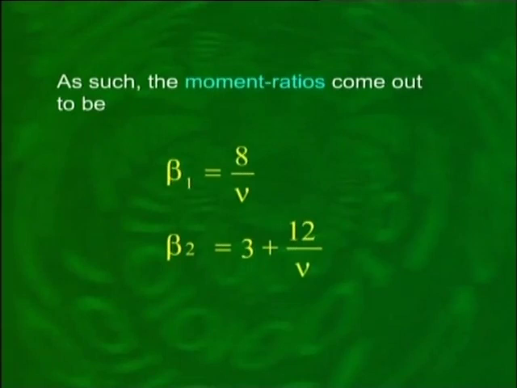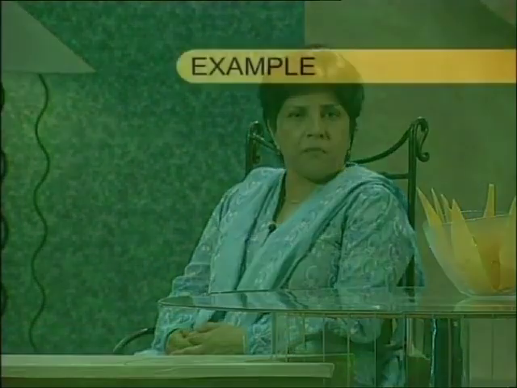Students, having discussed the basic properties of the chi-square distribution, let us now begin the discussion of its role in estimation and hypothesis testing. As I said earlier, we can do hypothesis testing or estimation regarding the variance of our population on the basis of the chi-square distribution. Let me explain this point with the help of an example.